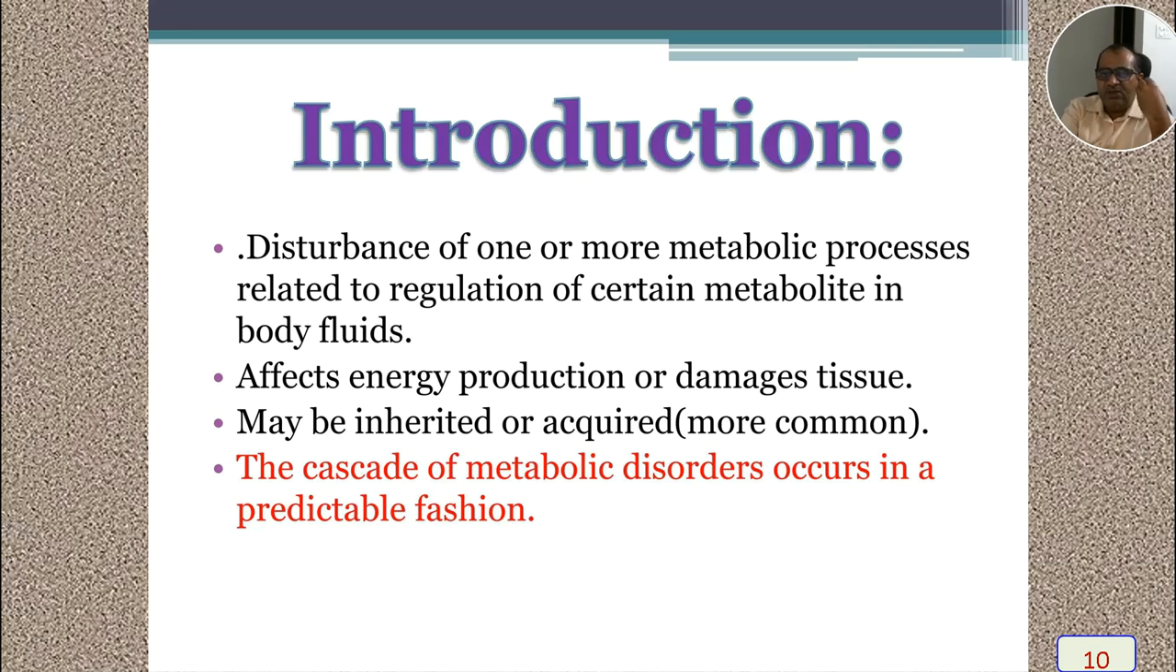Then the disturbance of one or more metabolic processes may be related to the regulation of certain metabolites in body fluids, and this affects energy production or damages tissue. Some of these metabolic disorders are acquired, and it is very common because of the farmers' misfeeding of the animals, etc. The cascade of metabolic disorders occurs in a predictable fashion immediately after calving, or during advanced pregnancy, or immediately after the dry period.